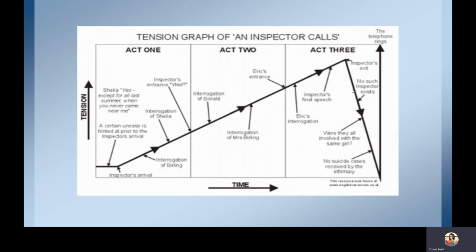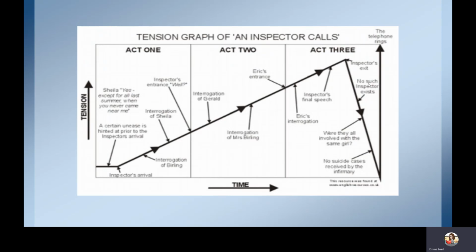Then we have a bit of falling action. So after the inspector leaves, like I said, this aftermath section where they're all rationalising and finding ways to cope with this psychologically. And they just think they're safe. So we get to this really low point of tension. Well, I say they think they're safe. Mr. and Mrs. Birling and Gerald think they're safe. Sheila and Eric very much don't agree.